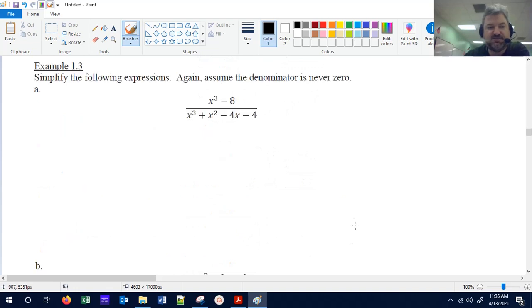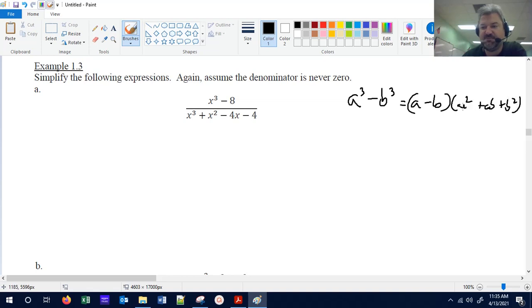All right, let's take a look at our next example. We're going to simplify the following expressions. Again, we'll assume the denominator is never 0. Okay, we have a difference of 2 cubes here. Do you remember the pattern? The pattern is a cubed minus b cubed equals a minus b times a squared plus ab plus b squared. And the sum of 2 cubes is the same thing, except that's a plus and that's a minus.